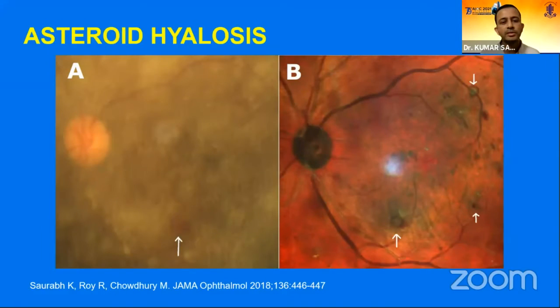Similarly, another patient with dense asteroid hyalosis, where nothing is visible. Again, multicolor imaging gives us a clear picture of the fundus. We can see where the hemorrhages and hard exudates are in this patient with diabetic retinopathy. So whenever we have asteroid hyalosis, we can obtain a multicolor image and it will give us a clear picture.